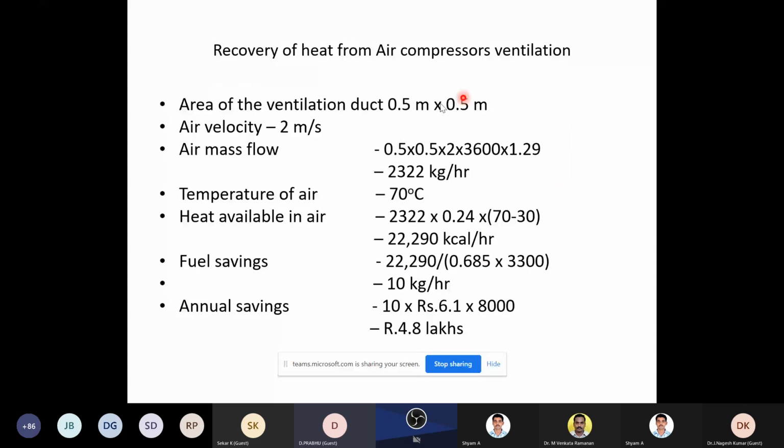So area of the ventilation duct is this much. So we have found out this is the mass flow rate of air. The temperature of air, 70 degrees. So depending on if it is insulated, you may even get 80 to 85 degrees centigrade. The ducts are not insulated. So the heat available in air is this much. So about 10 kg per hour. This comes to about 4.8 lakhs. Conservatively, if you see, 4.8 lakhs is savings by just diverting that hot air to the dryer.